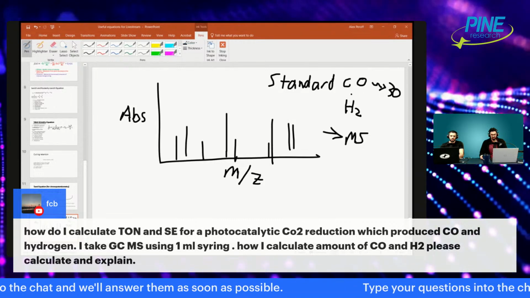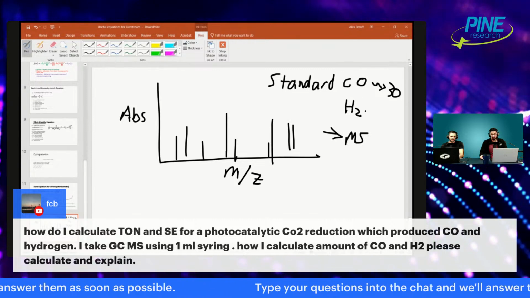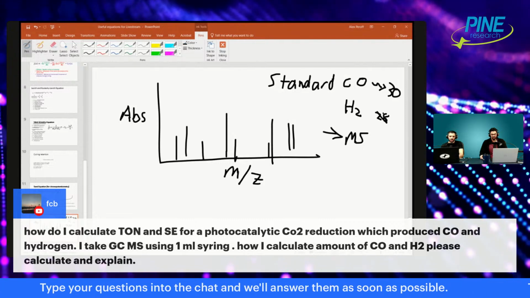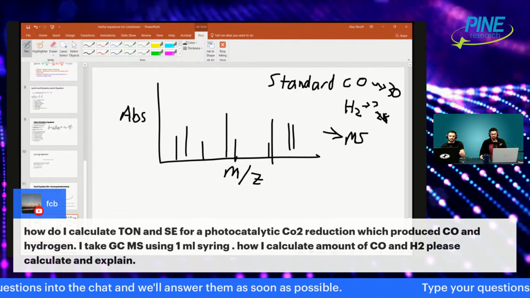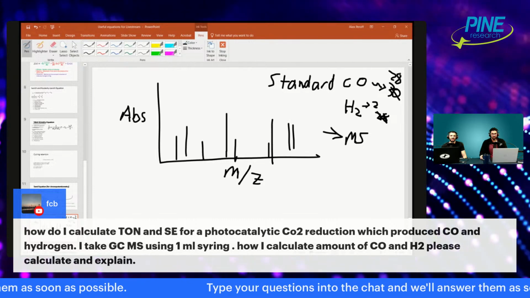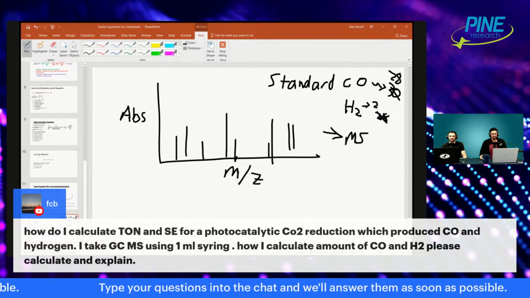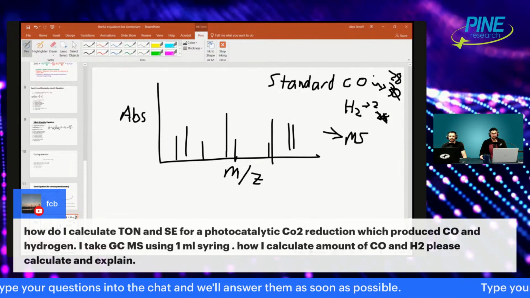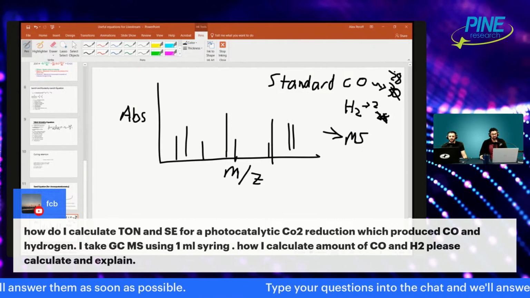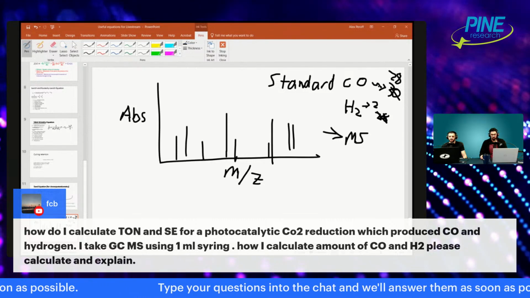Just carbon plus oxygen, and CO is 28. Oh, 28, okay. And then hydrogen is obviously 2. Yeah, 12 plus 16, so you'll have something around here. It might not be exactly that, because if the charge of the ion is not 1, then it'll be different than 28. But you'll know where this is coming out.